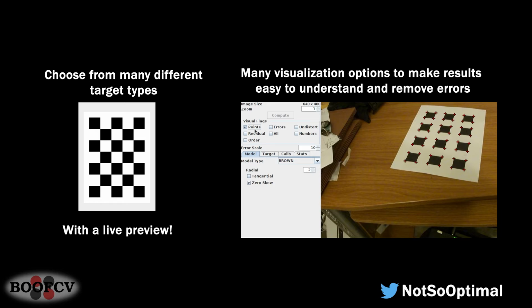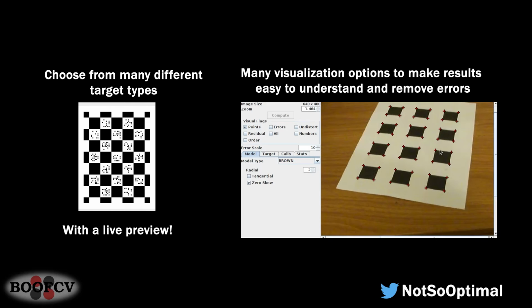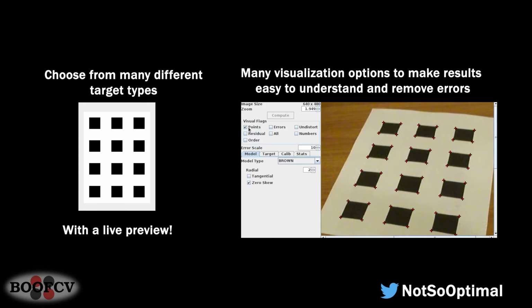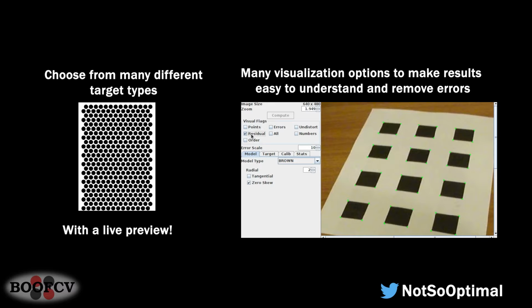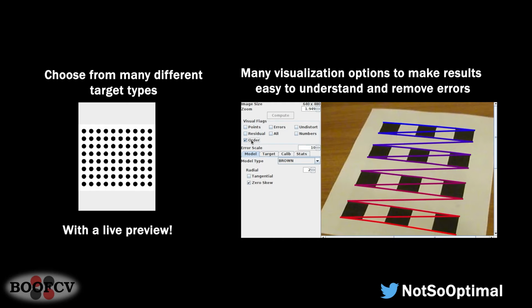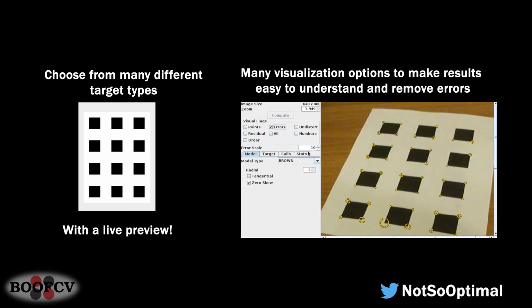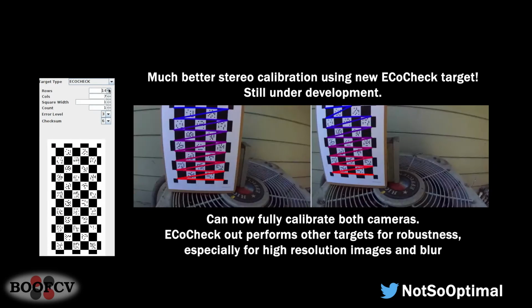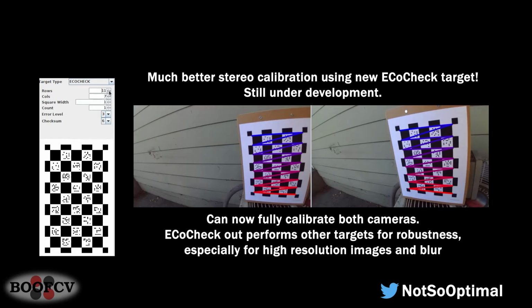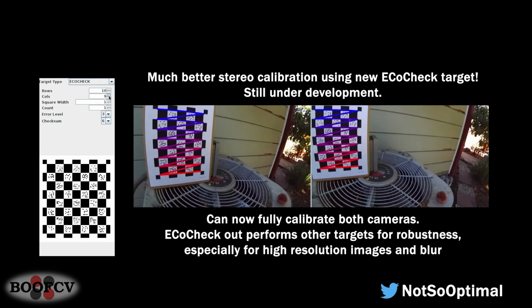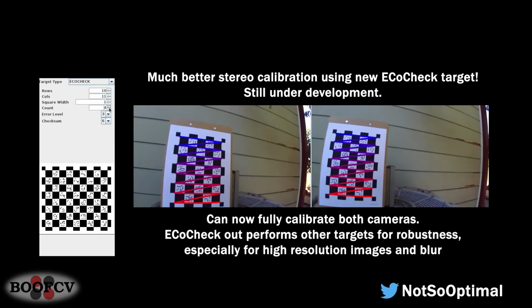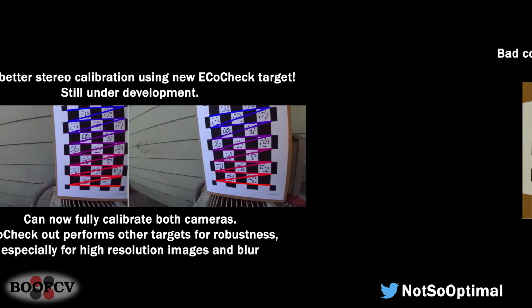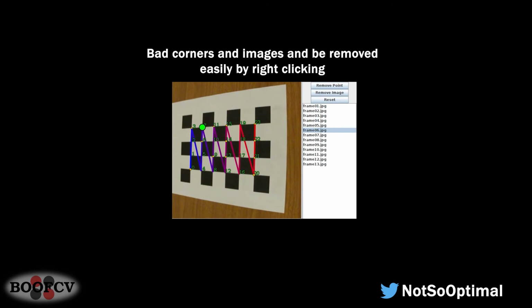Quickly switch between different target types and configure their shape with a live preview. Visualize residuals, found corners, undistorted image, corner order, and corner ID, making it easy to find errors and validate quality by inspection. Use the new under development ECoCheck marker, which enables much better multi-camera calibration, especially under blurred condition and high resolution images. You can now remove bad corners and images easily. Just right-click a corner, then click the remove button.